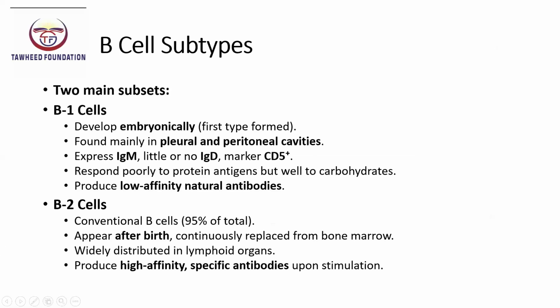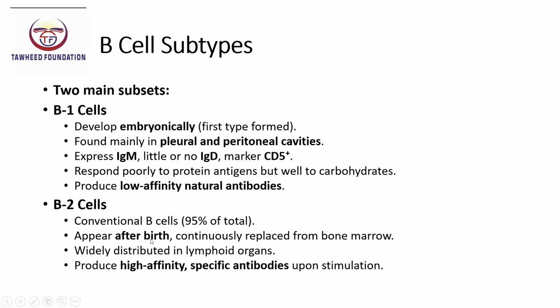Next is B cell subtypes. There are two main functional subtypes of B cells, that is B1 cells and B2 cells. B1 cells develop early in embryonic life and are primarily found in the pleural and peritoneal cavities. They express IgM and CD5, respond poorly to protein antigens but strongly to carbohydrate antigens, and produce low affinity natural antibodies that provide quick non-specific defense.